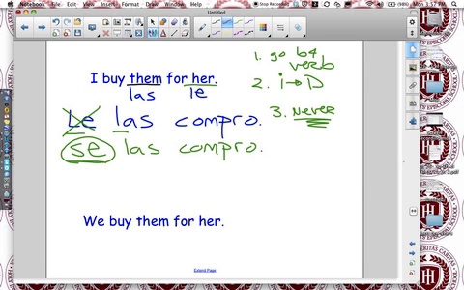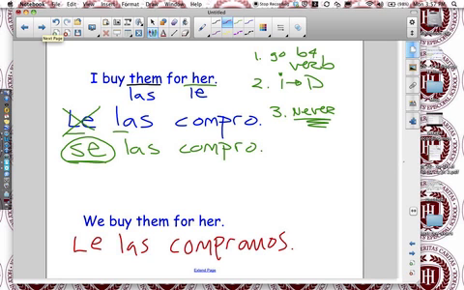Please notice, we buy them for her. Well, we write it that way. Le, las. We change compramos because our subject is different. But le, las, we have two L's. Again, that will never work. Therefore, this le goes away and it becomes se. Se las compramos. Okay? Always, always. So we will never have two L's.